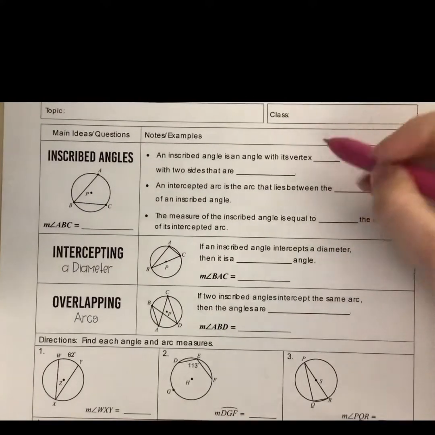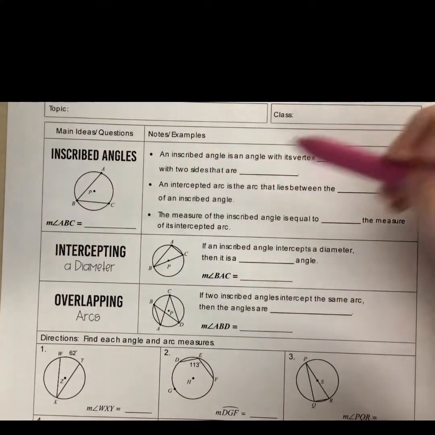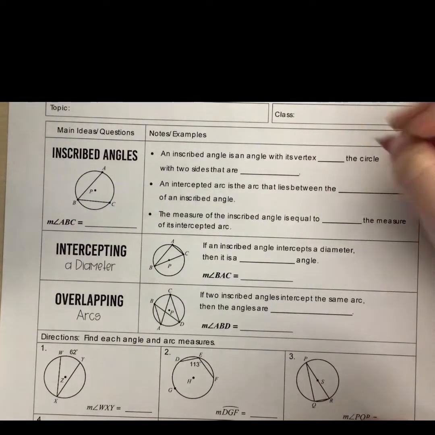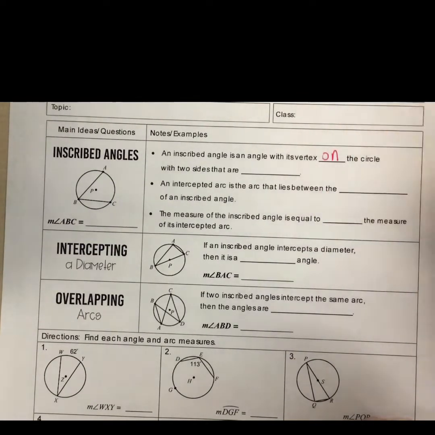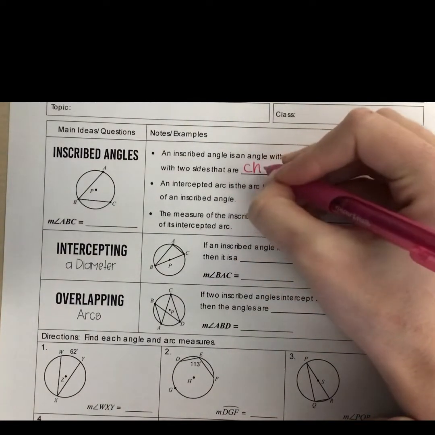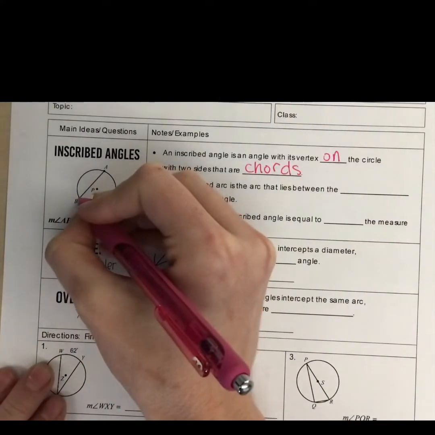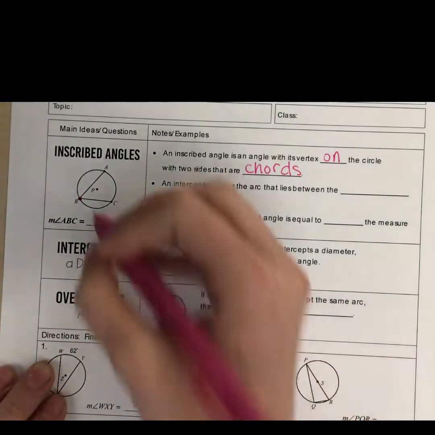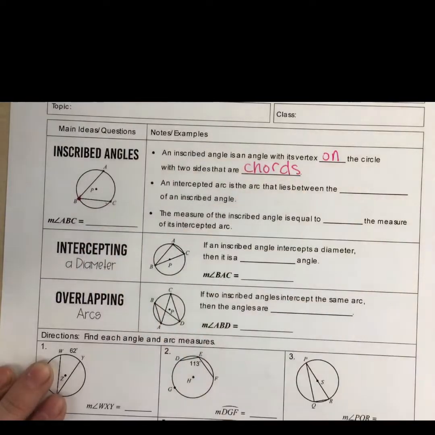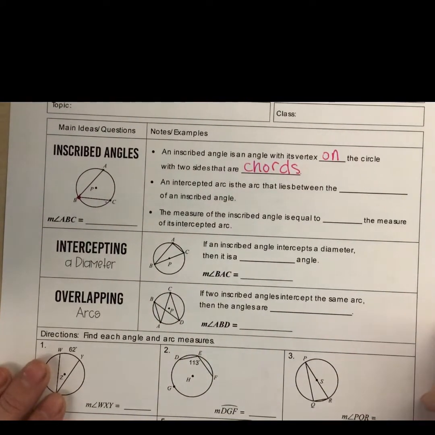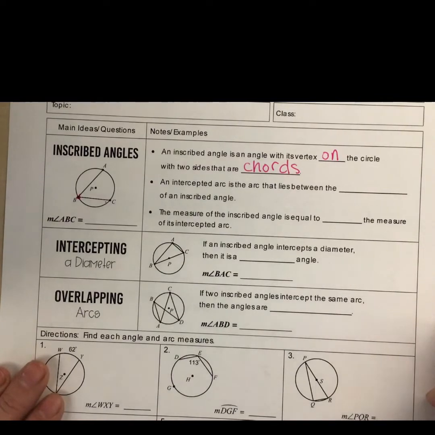An inscribed angle, well, what does that mean? It's an angle that has its vertex on the circle with two sides that are chords. So like I said, we have point B as our vertex, and we have BA and BC that are two chords that connect not through the center point of our circle, but off to the sides.